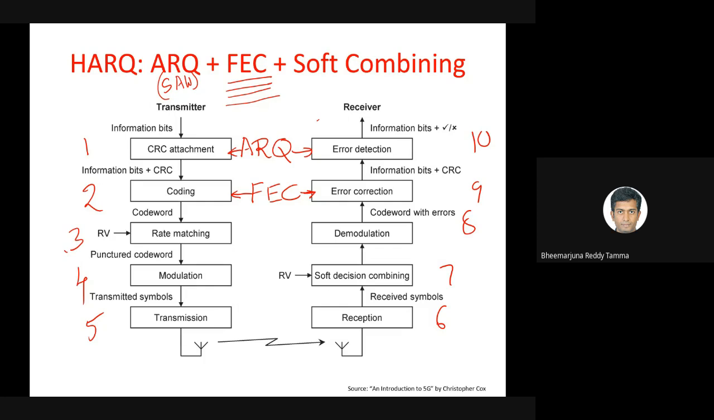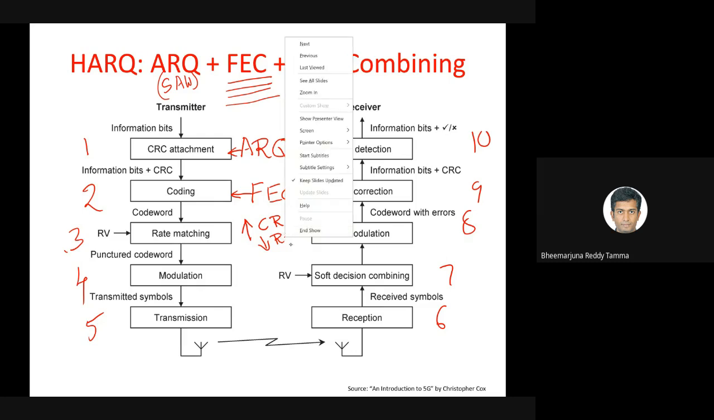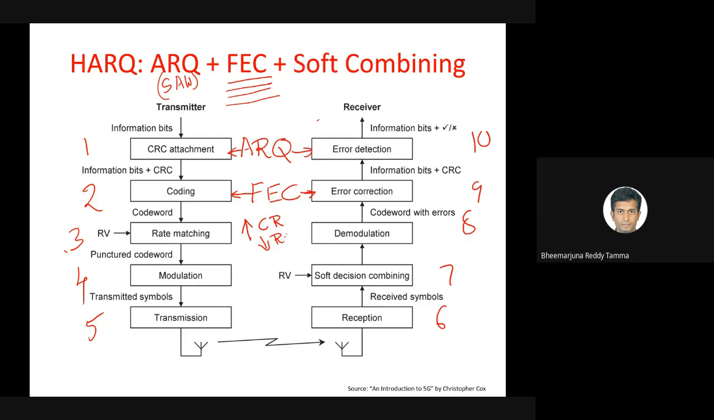And what about the rate matching? Rate matching is to reduce or improve the coding rate. Or you can also say that it is to reduce the redundancy. Okay. And then we have the modulation anyway, so that doesn't come.